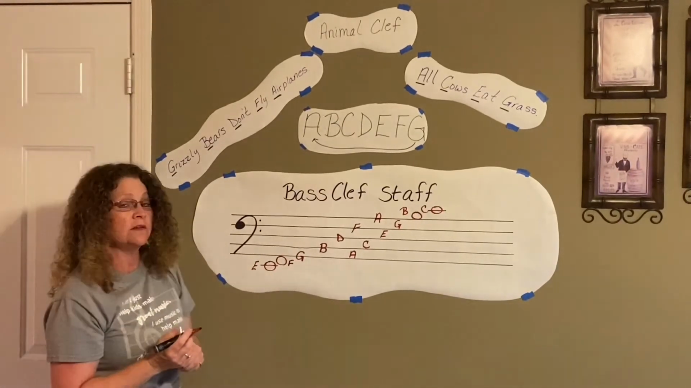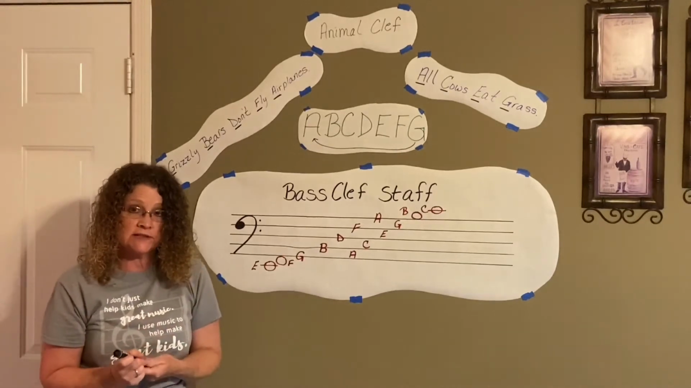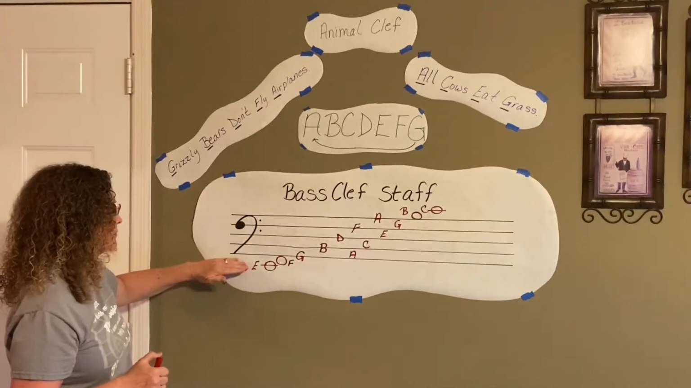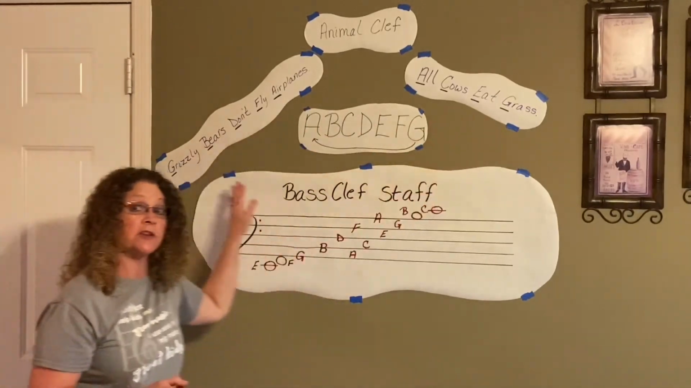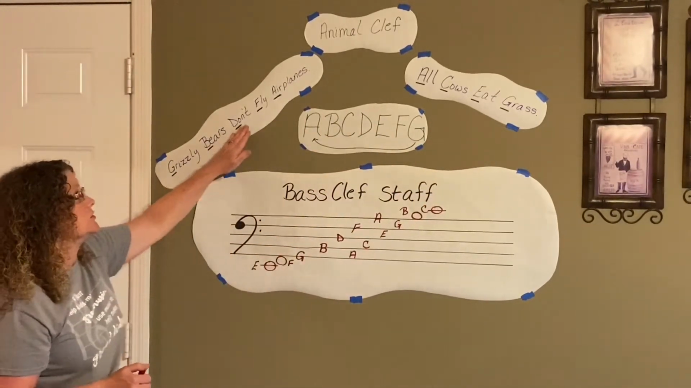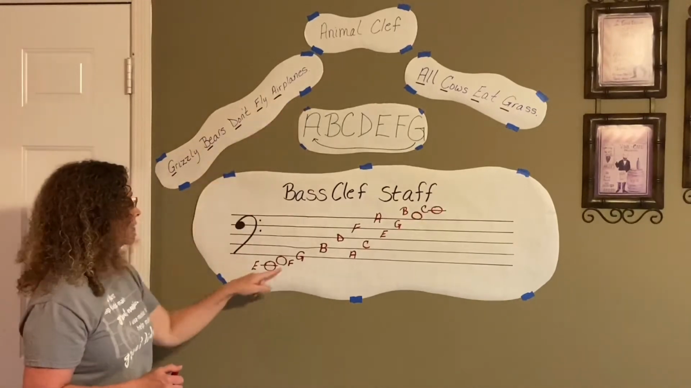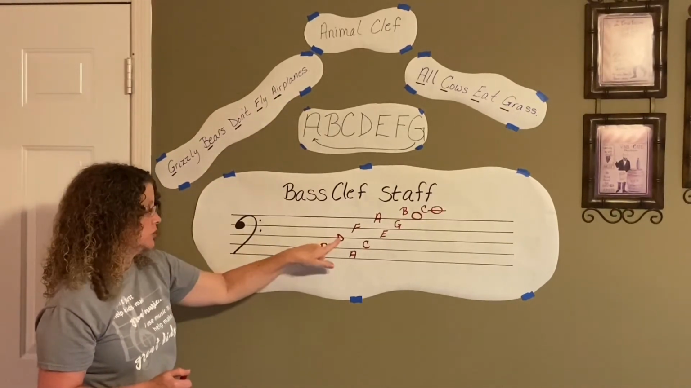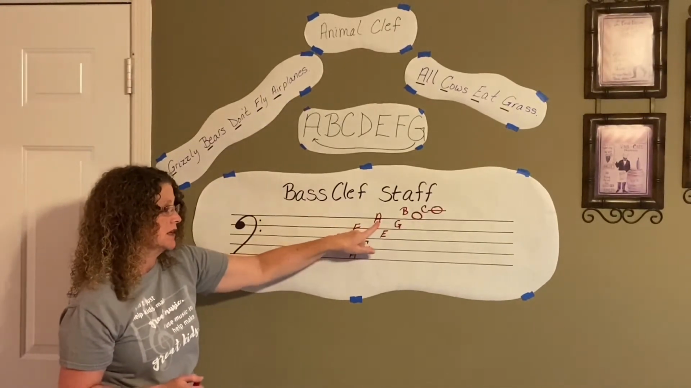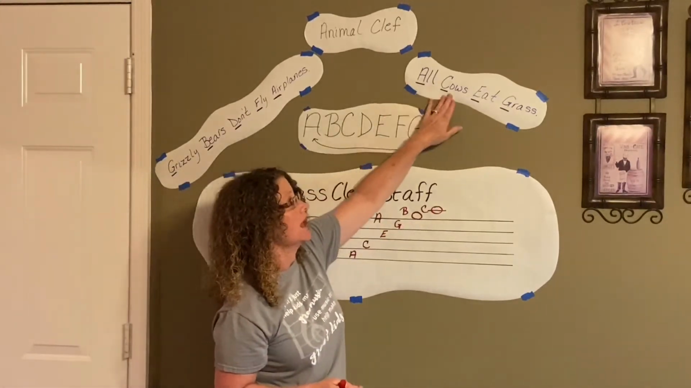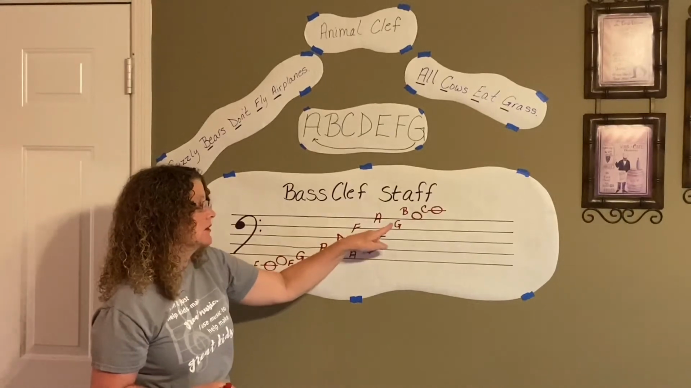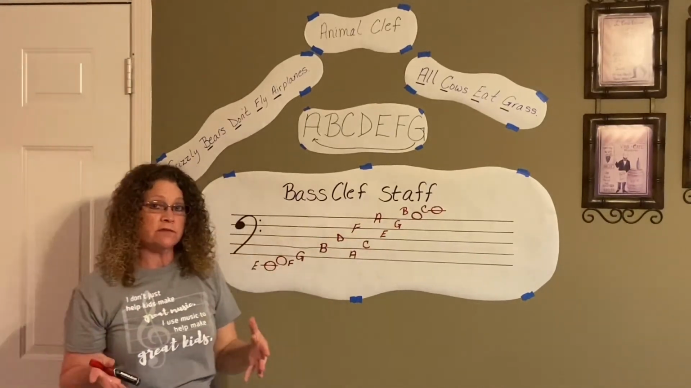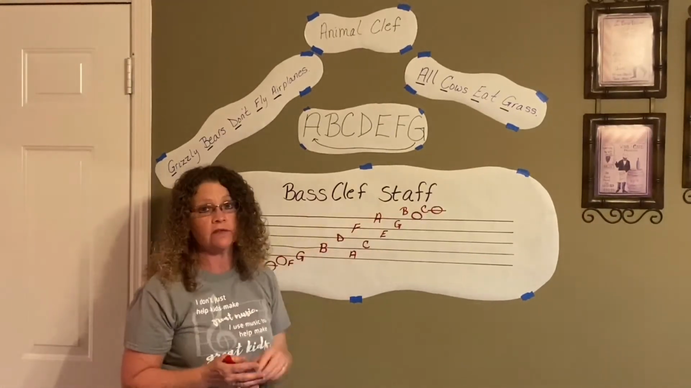So boys and girls, in figuring out the names of your lines and spaces of the bass clef, you can memorize your 2 animal sentences. For the lines, grizzly bears don't fly airplanes. And then for the spaces, all cows eat grass. So that is one way of remembering, and then continuing in the alphabet to go up or down.